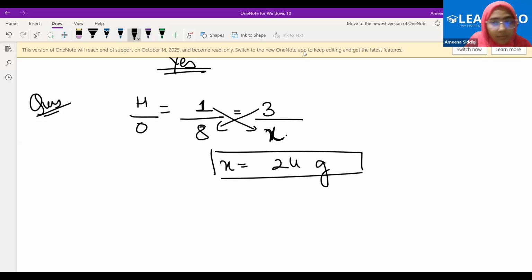Not sure, ma'am. Why not sure? Umar, check it. We have just now solved it. Ma'am, law of conservation of mass. Are we really conserving the mass here? No. We are using some proportion of elements to form the compound. What is it? Law of constant proportion.